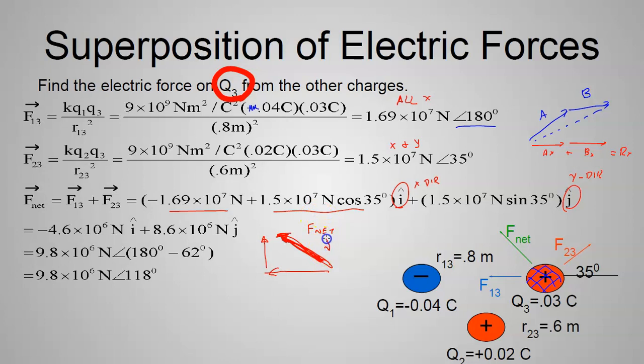I've got to use the Pythagorean theorem to get this. I'm going to ignore that 10 to the negative 6 because it's in both of them and it's the same. So I would just come in here to get the magnitude. I'd say 4.6 squared plus 8.6 squared, and that's going to be the 9.8 that you see right there. Tack the 10 to the 6 back on, that's fine.